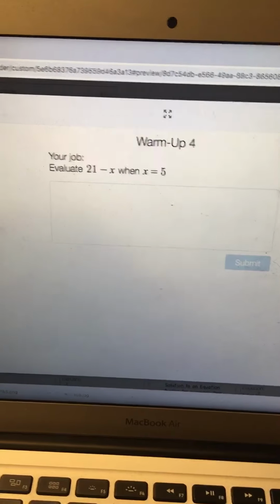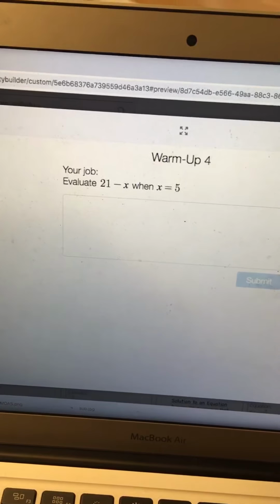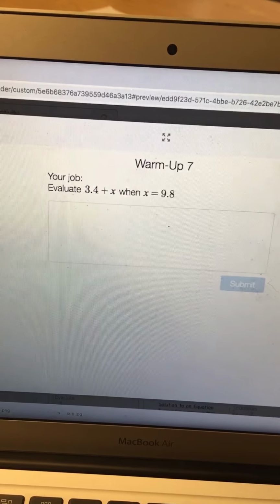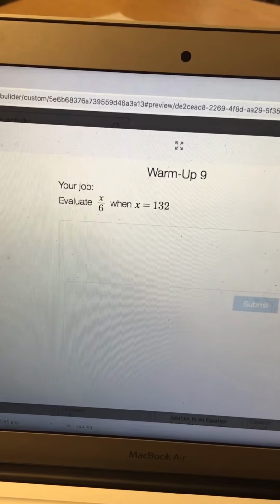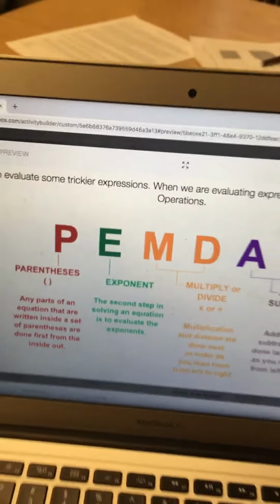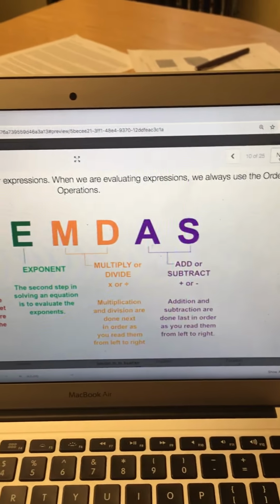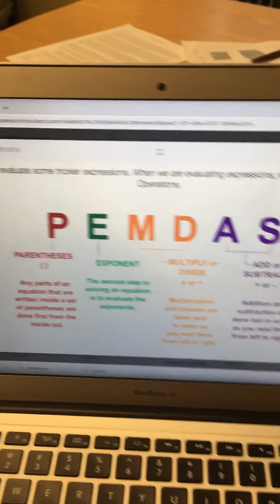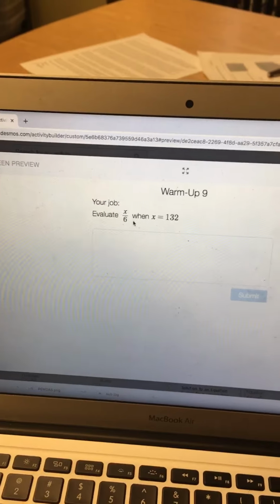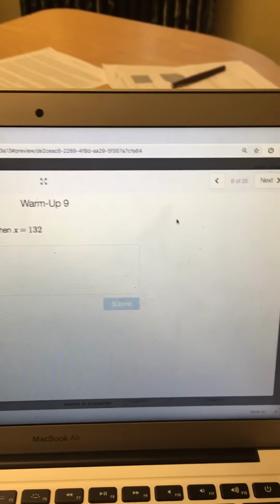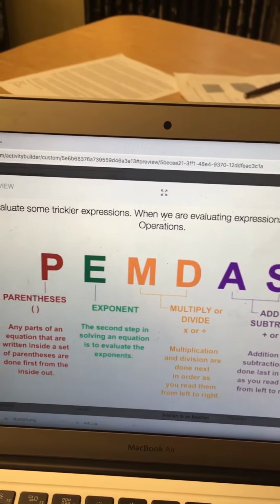So doing some more evaluating. Yay, decimals. You may need to write some of these on a separate piece of paper to figure them out. And then here, a reminder for order of operations when we're evaluating some trickier expressions. These ones only had one operation, like we were just dividing, so we knew what to do first. But the next ones have multiple things going on.